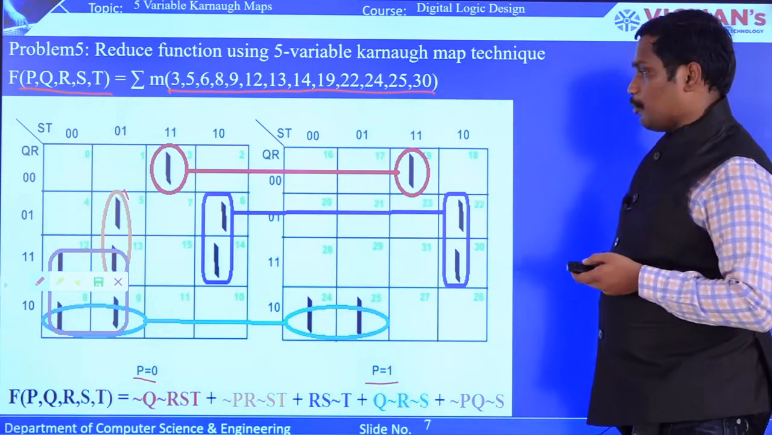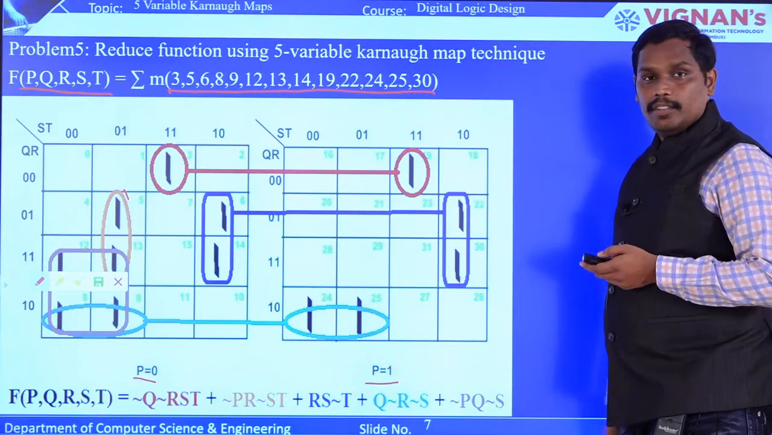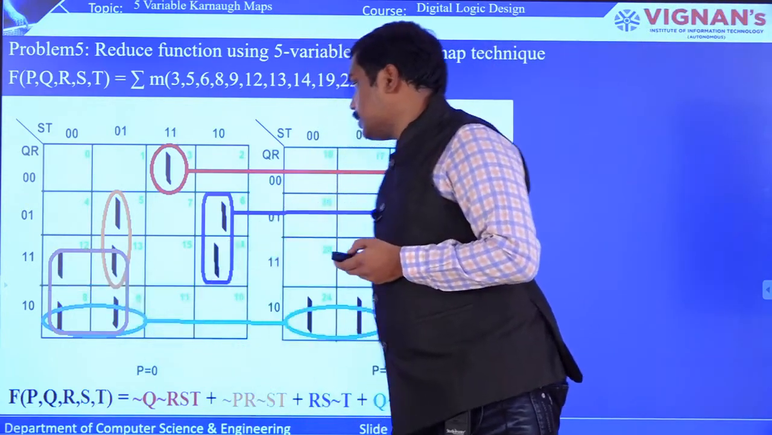Okay, so you can pause and check, and have clarity on how to solve this 5 variable Karnaugh map.